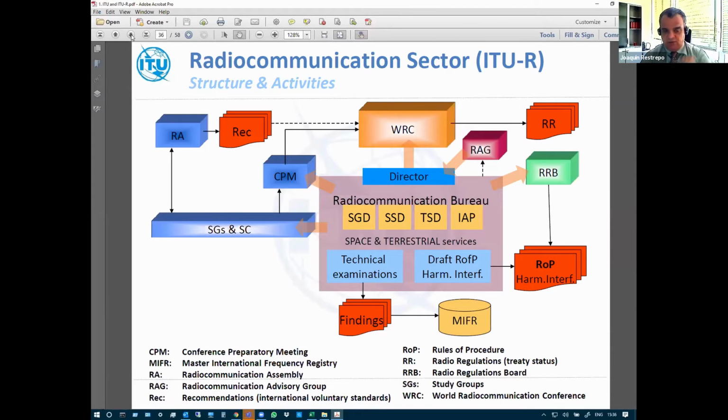This is basically the cycle of the Radiocommunication Sector and the relationship between all these entities. So we have the World Radiocommunication Conference, the director and the departments. We perform the technical examinations of all the filings, first verifying the full compliance with the Radio Regulations before registering them in the MIFR. We have the Radio Regulations Board, which is in session this week, and the Radiocommunication Advisory Group.